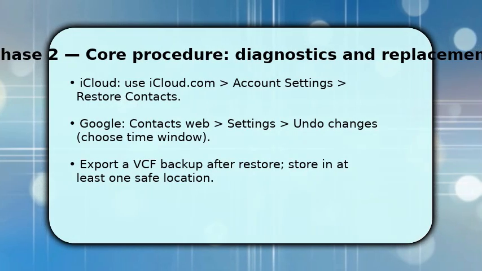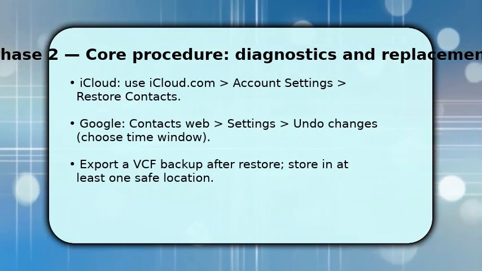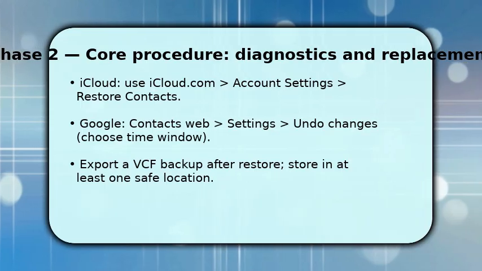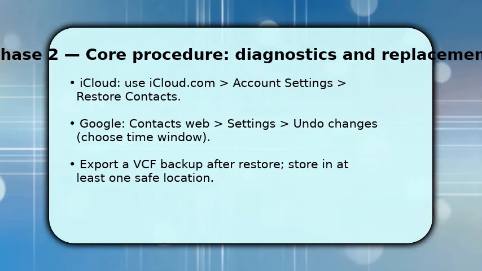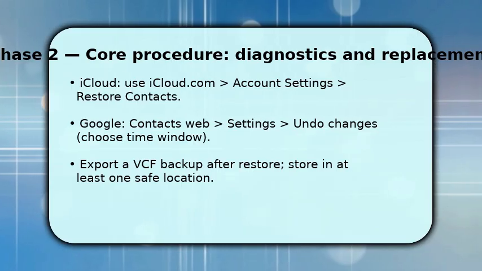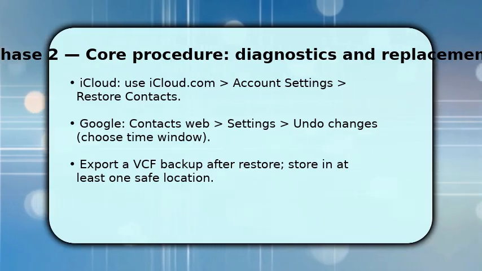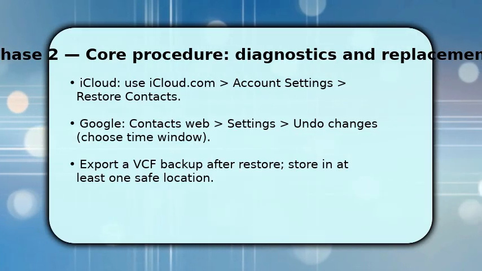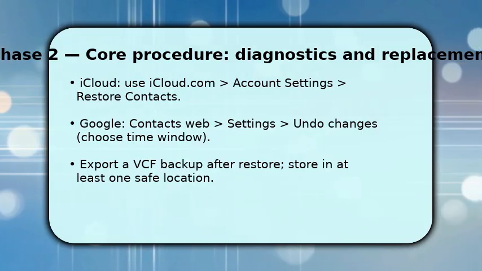Once you locate the correct account, use its Restore feature. On iCloud, go to Account Settings, then Restore Contacts. On Google Contacts, use Settings, Undo Changes, and pick a time window that predates deletion. Choose the most recent snapshot that contains the numbers.